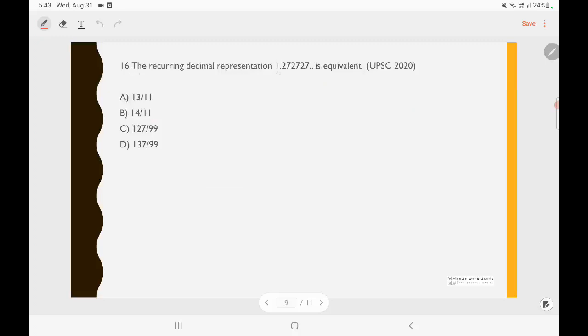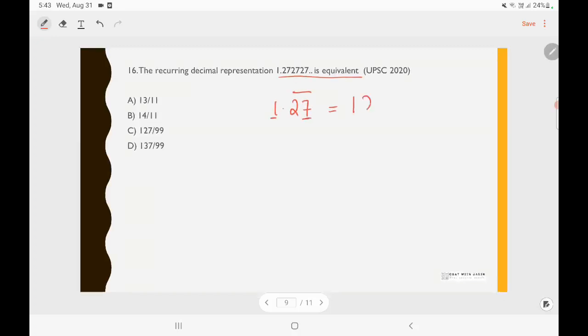So the recurring decimal representation of 1.272727 is equivalent to... This is a UPSC 2022 question. So we'll use our easy technique. What you need to do? This is 1.27 bar. So from 127 you need to subtract 1. That is 126 divided by 99.